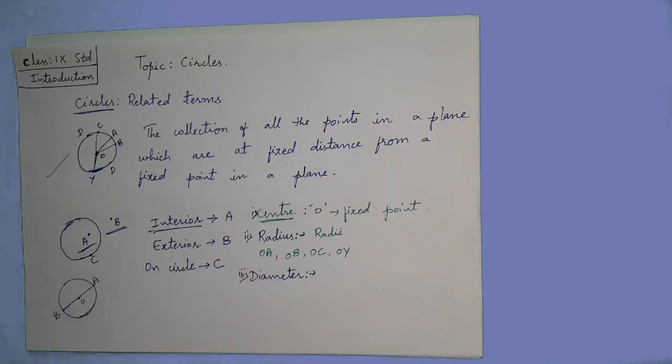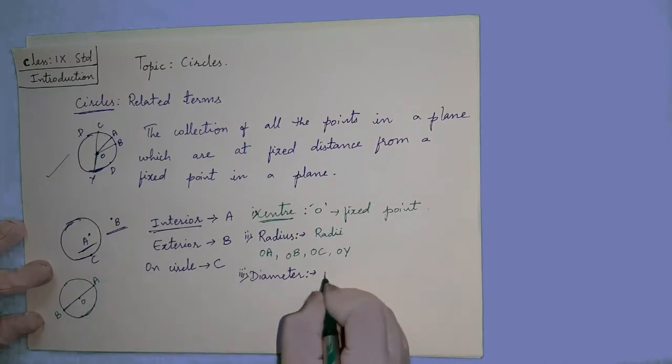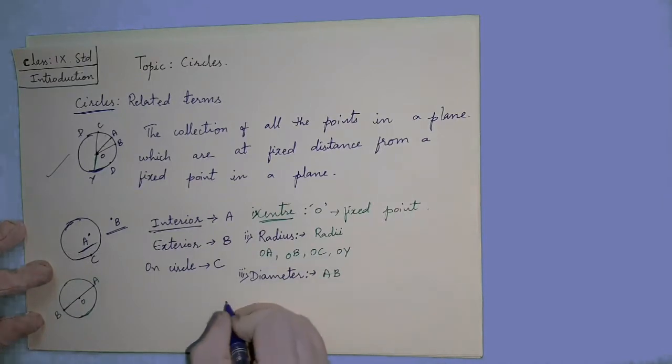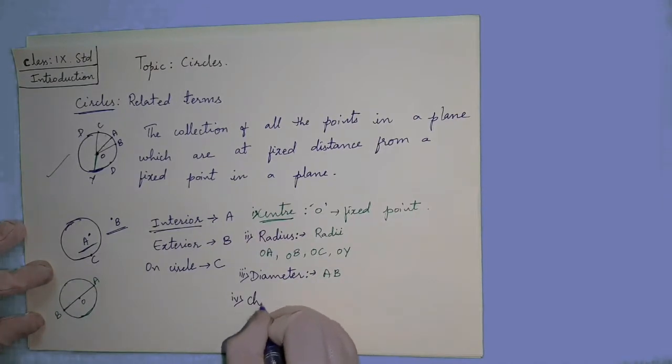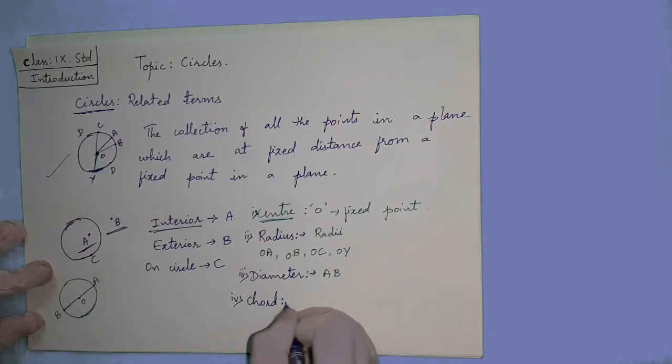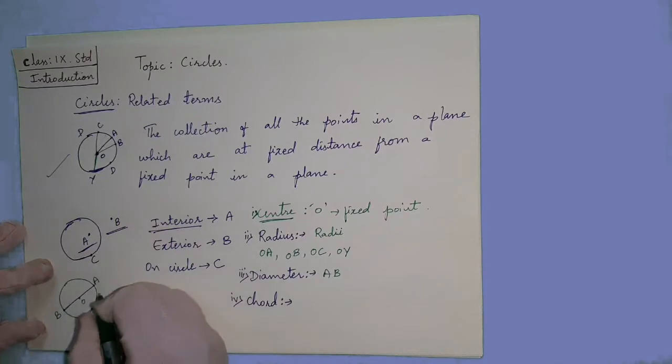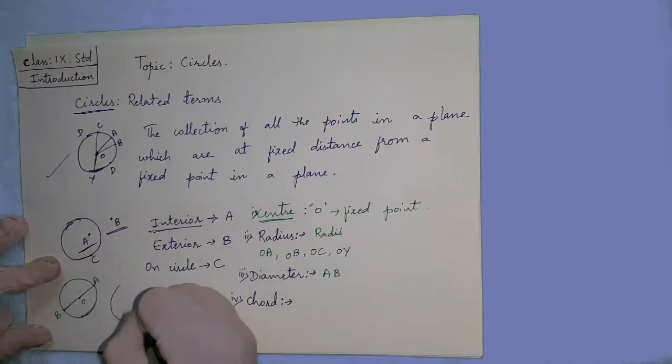So diameter is nothing but a line which is passing through the center and joining to the 2 points on the circle. So this is a diameter. So in this we can say AB is our diameter. And one more point we are having related to diameter, like chord. Chord, what do you mean by the chord? It's nothing but any line segment which is joining the 2 points on the circle.